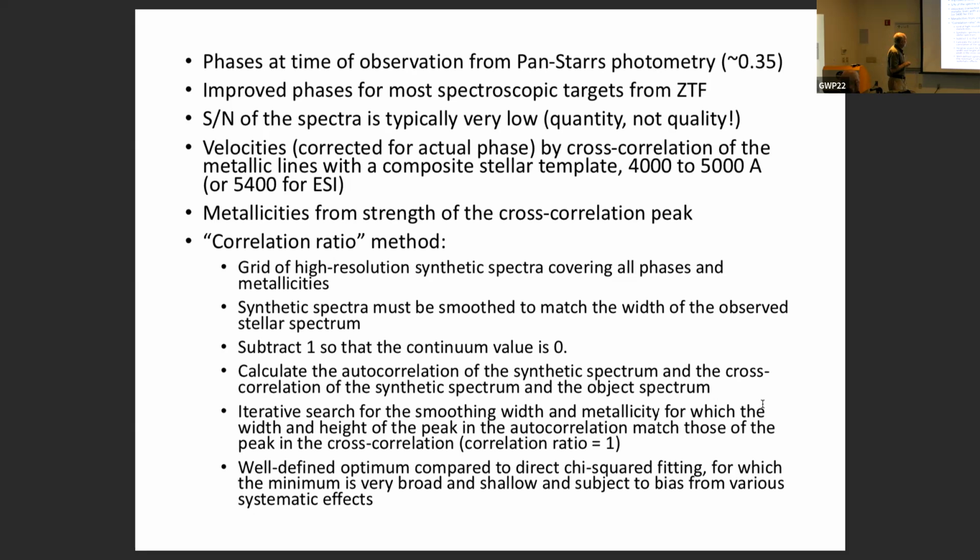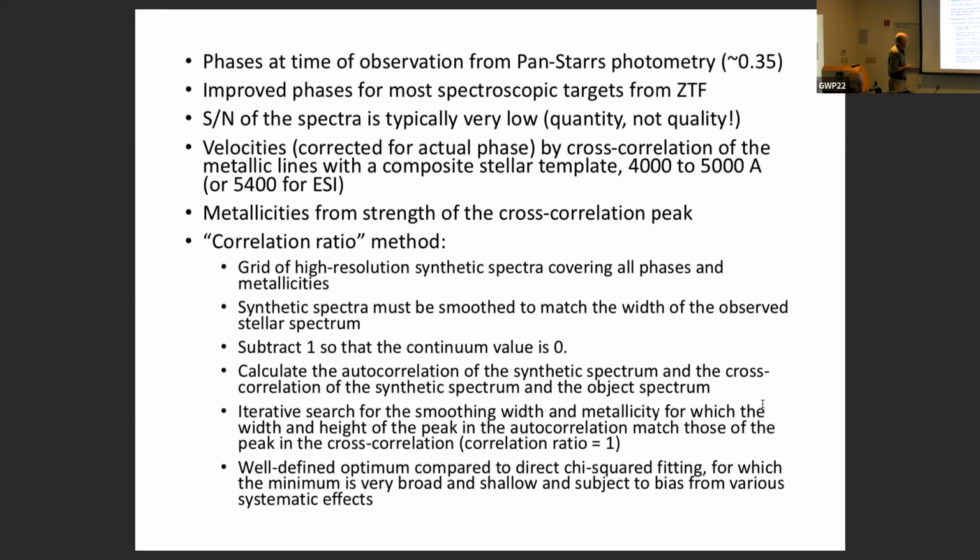And then the synthetic spectra are much higher resolution than ours. They have to be smoothed to match the width of the observed stellar spectrum. And then you subtract 1 from the continuum so that the baseline value is 0. And then you calculate the autocorrelation of the synthetic spectrum and the cross correlation of the synthetic spectrum and the object spectrum. And when you have the right synthetic spectrum, they should look the same.